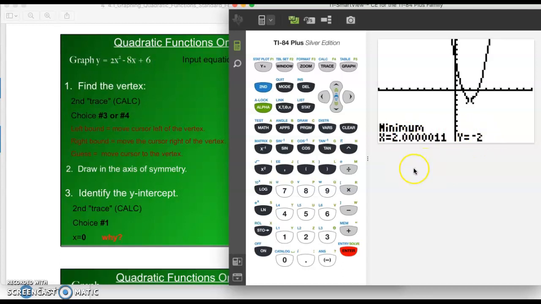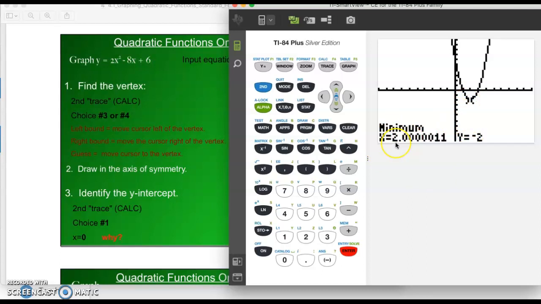So then I would write down on my homework parentheses 2, comma, -2 to write down my answer. All right, then number 2 says the axis of symmetry. Well, I can't draw it here because this is the calculator, but the axis of symmetry would be at x equals 2.